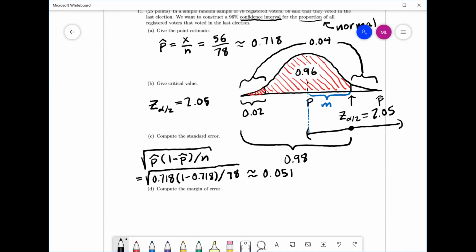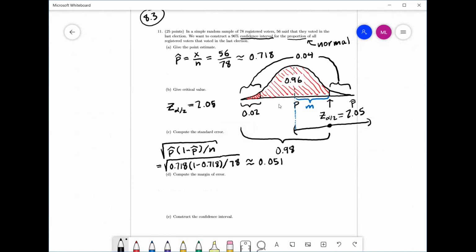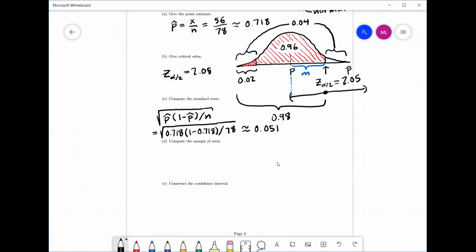And so we've got what we need now to compute our margin of error. We figured out that this distance that I've drawn in here in blue for our margin of error, in terms of z-scores, that distance is 2.05 z-scores. But I don't want it in terms of z-scores because we're asking about a proportion. I want to convert that to proportion. For us, one standard deviation is 0.05 in terms of proportion. And so 2.05 standard deviations means I just need to take this number and multiply by 2.05 to get the actual margin of error.